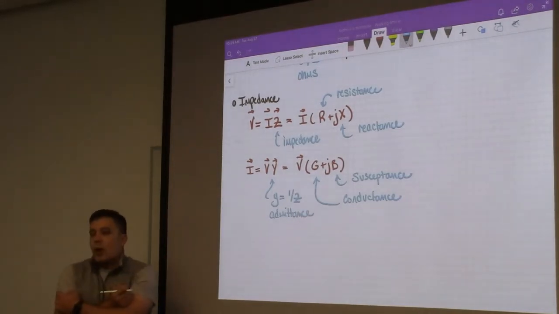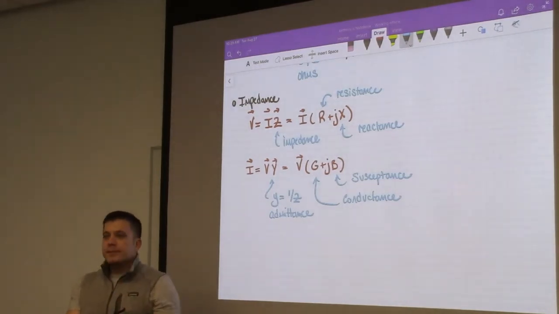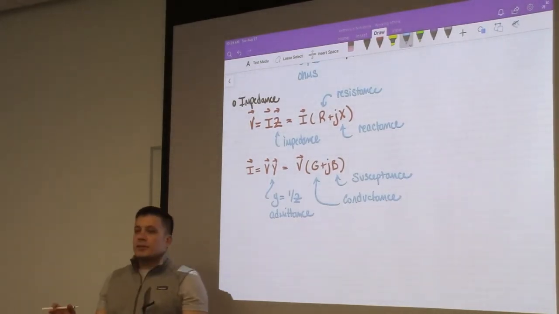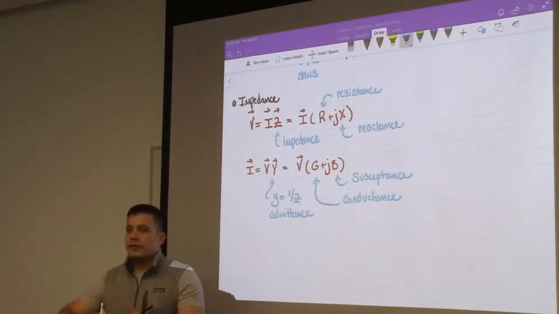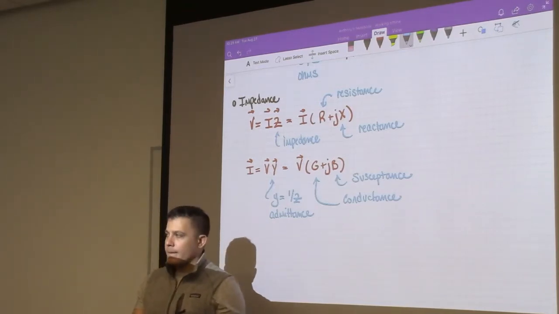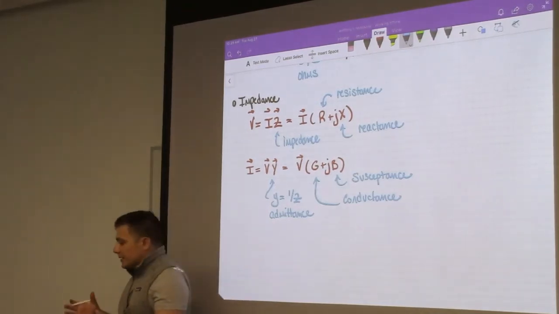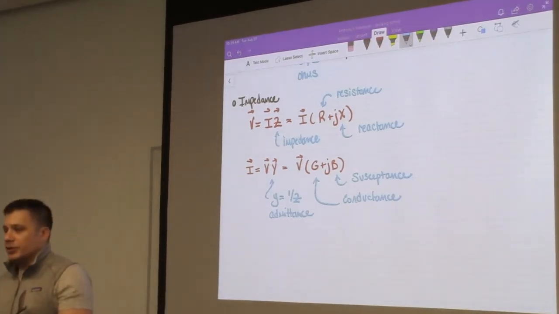So when we put it all together for a second, what does it mean? Impedance for AC systems describes the limiting of current. The higher the impedance is, the lower the current will be. The impedance is made of two different components. There's the real component, which is resistance, and the imaginary component, which is reactance.